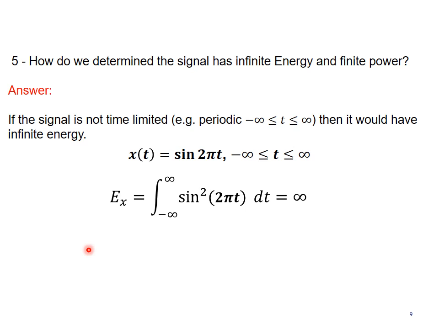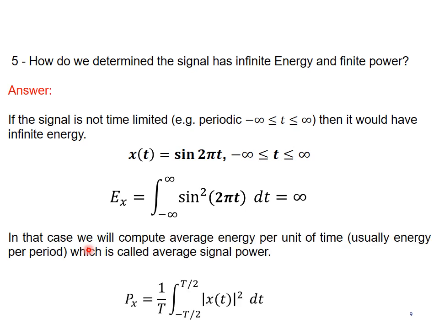So in those cases, instead of computing the energy of the entire signal, we compute energy per unit time, which is called power. So we compute the average power for any one time unit, for example for one cycle, right? So the T here is the time period of the waveform, and we compute the energy of the signal for one cycle.